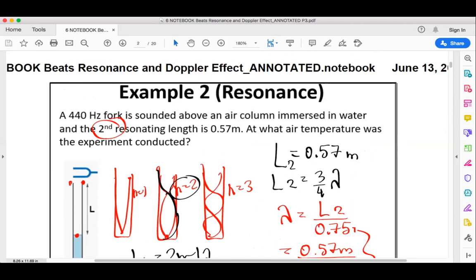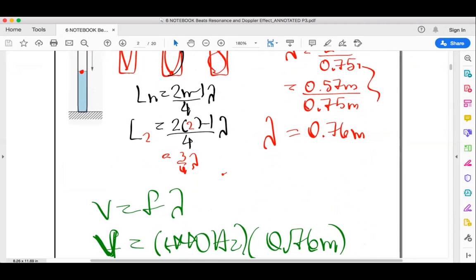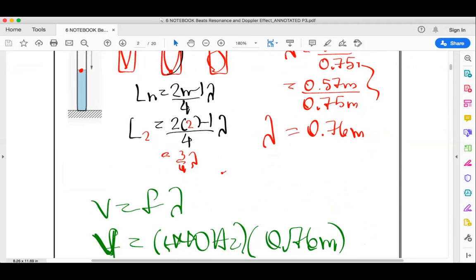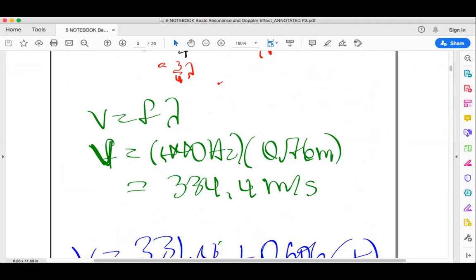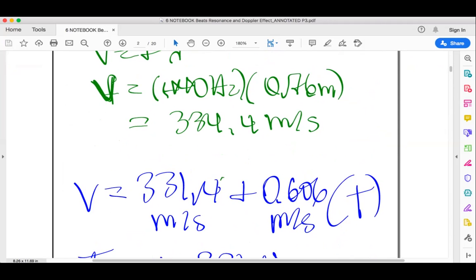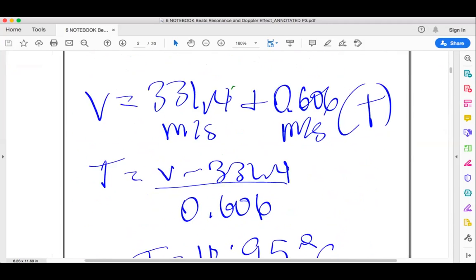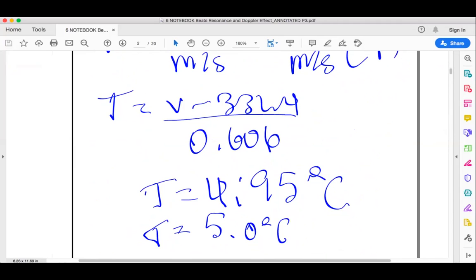Then the question is asking, what is the air temperature? So we don't actually want the wavelength, we want the air temperature. Recall that there's a relationship between air temperature and wave speed, so we can use the universal wave equation to solve for wave speed, and then we can use the equation that relates air temperature to wave speed to solve for T. And our T is 4.95 degrees Celsius, and rounded to two significant figures would be 5.0 degrees Celsius.